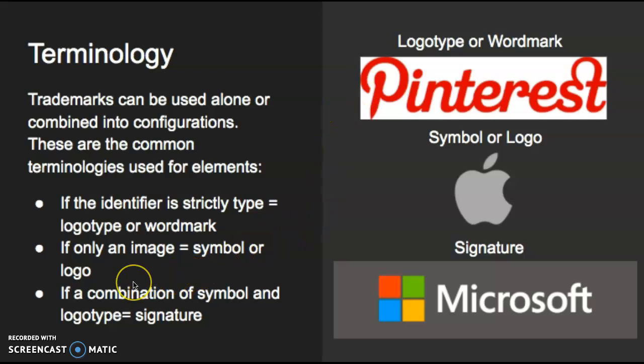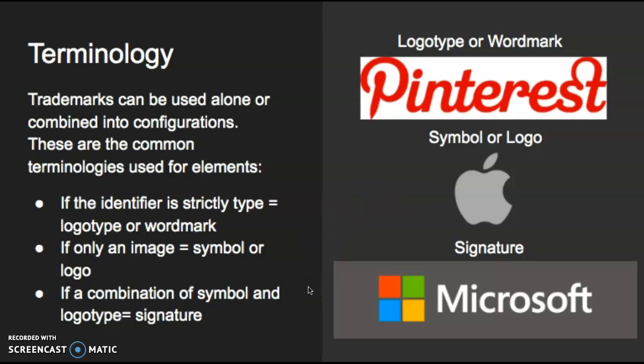Then it says if only an image is being used, then it equals a symbol or a logo. So if we look over here, we have our Apple symbol. This is extremely identifiable. It's on everything that they create, and it's one that we know very quickly. So this is a symbol or a logo, this is just an image being used. So that's why it would be considered a symbol or a logo.